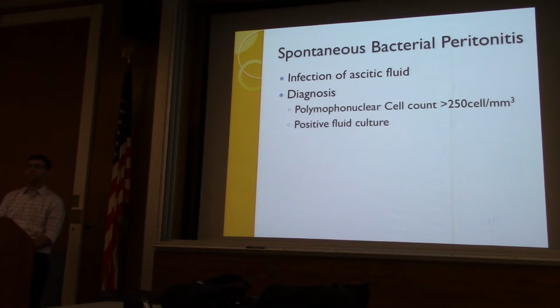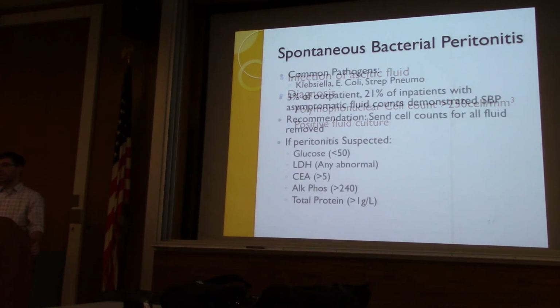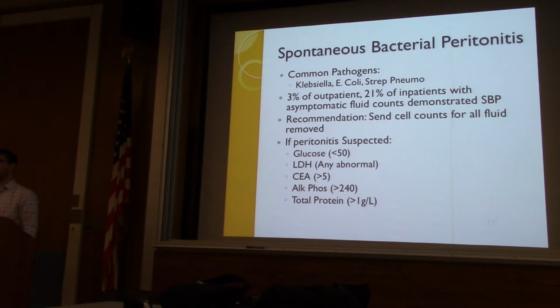And then another complication is SBP, spontaneous bacterial peritonitis, which is infection of ascitic fluid. It's defined as PMNs greater than 250 or a positive fluid culture. And what's important here is that you have Klebsiella, you have E. coli, you have Strep pneumo as your common causes.